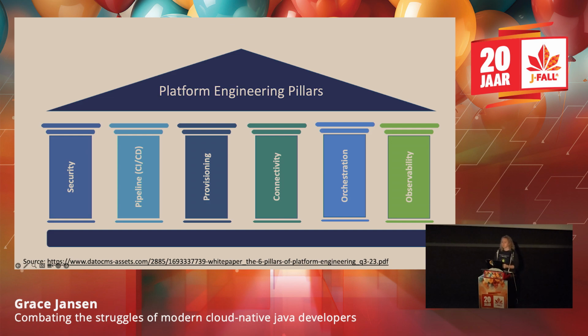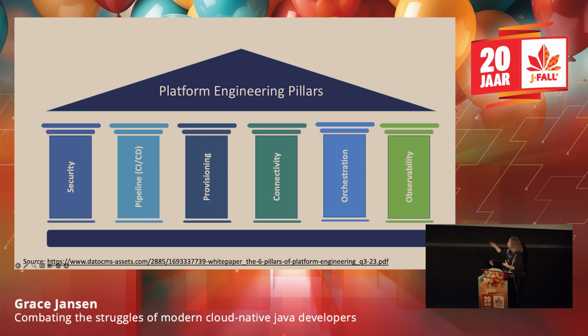So there are 6 foundational pillars that comprise the majority of platforms for platform engineering. It ranges from security through to pipelines, provisioning, connectivity, orchestration, and observability. Now, again, you'll be looking at these key elements and thinking, actually, I do a lot of that in my DevOps practices. So this is what I mean and what I'm referring to in terms of a lot of the same principles and key skills can be utilized in platform engineering as well.